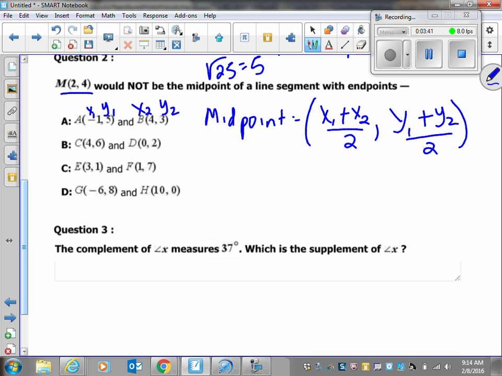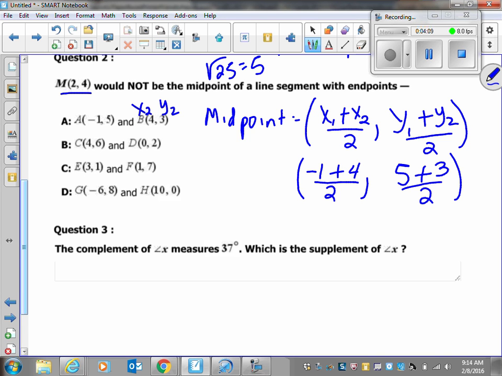So I'm adding x1 plus x2, so I'm adding -1 plus 4, divided by 2, comma, and y1 is 3 plus 3, right? That is 3 or 5. Let me see. Oh, that's 5. Sorry. Let me erase the whole thing. 5 plus 3 divided by 2.